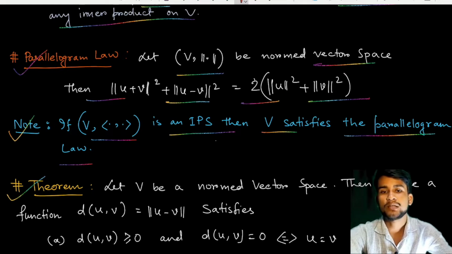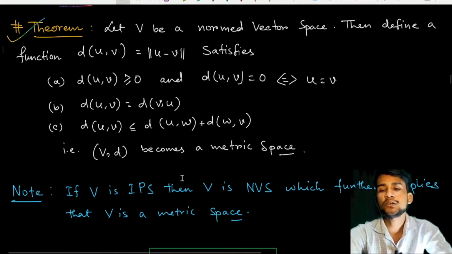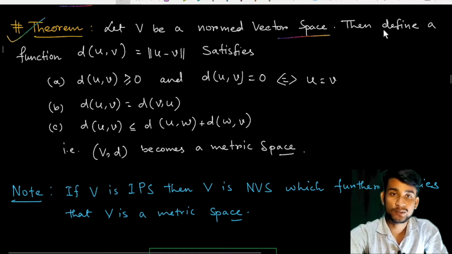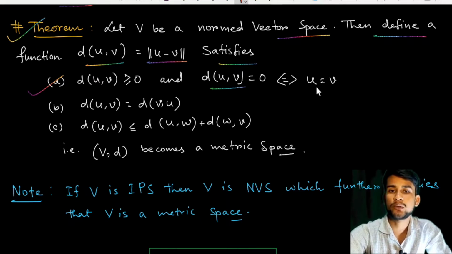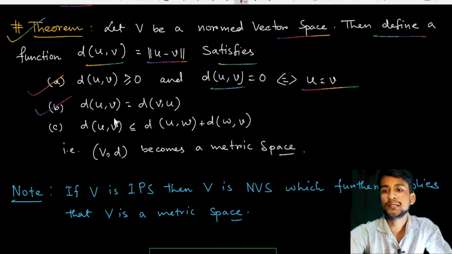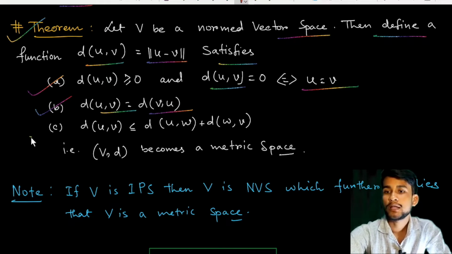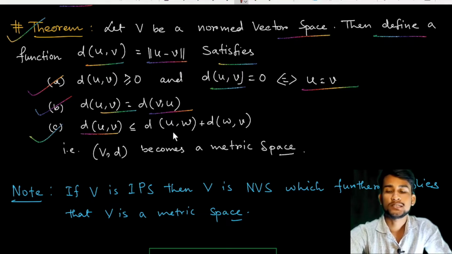So let us come to a theorem. The theorem is: let V be a norm vector space, then the d defined by d(u, v) equal to norm of u minus v satisfies: a, d(u, v) greater than or equal to 0, and d(u, v) equal to 0 if and only if u equal to v. Number b is d(u, v) equal to d(v, u). Number c is d(u, v) less than or equal to d(u, w) plus d(w, v).